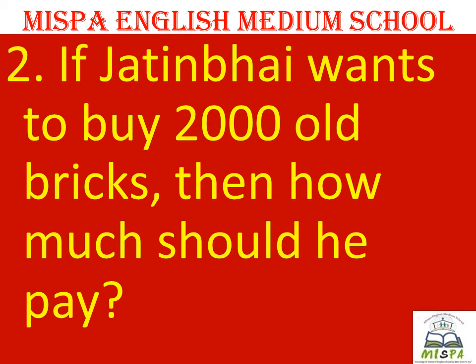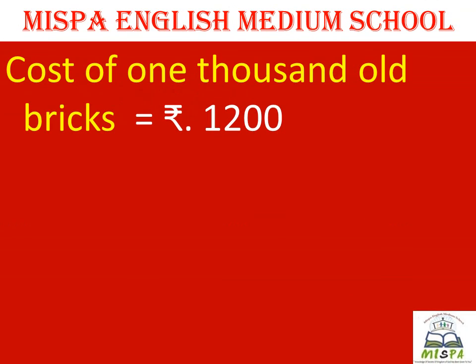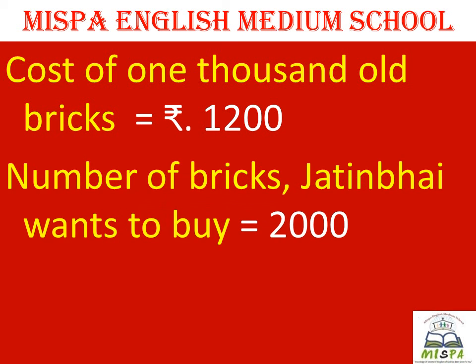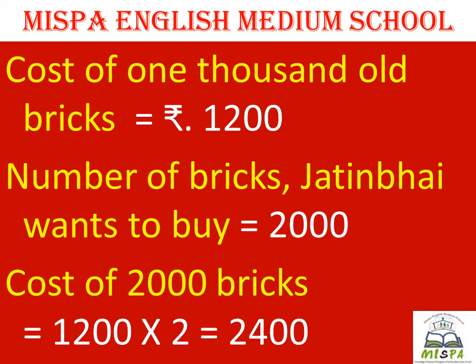Question number 2. If Jatin Bhai wants to buy 2000 old bricks, then how much should he pay? Cost of 1000 old bricks is equal to rupees 1200. Number of bricks Jatin Bhai wants to buy is equal to 2000. Cost of 2000 bricks is equal to 1200 into 2 is equal to 2400.